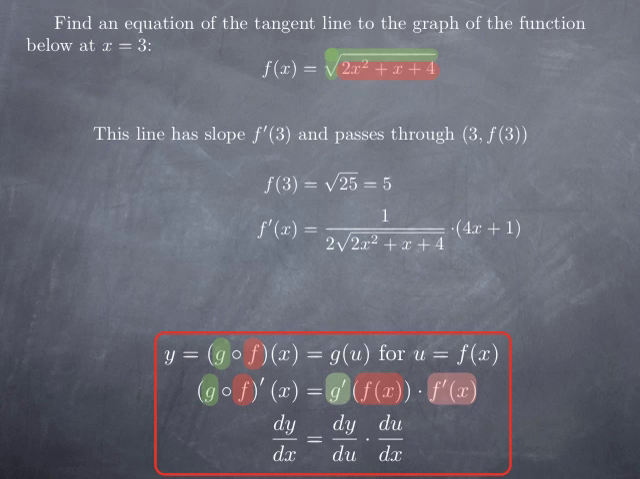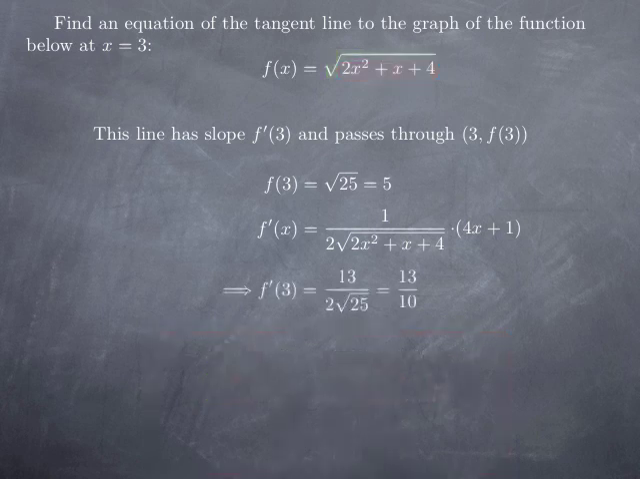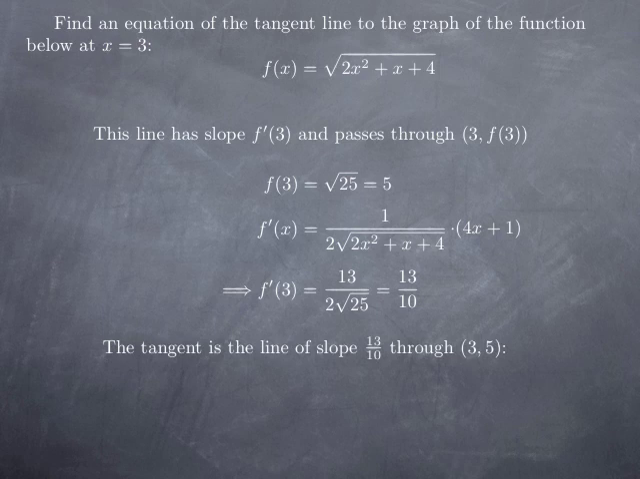And now the slope of the tangent line to the graph of that function is the value of this derivative at x equals 3. So we plug x equals 3 in this. At the top we have 4 times 3, 12, plus 1, 13. At the bottom, 2 times the value of the square root at 3, but we already observed that this is 5, so we get 13 over 10. So now, the tangent line is the line of slope 13 tenths that passes through the point of coordinates 3, 5. And therefore, an equation for this line is y minus 5 equals 13 tenths of x minus 3.